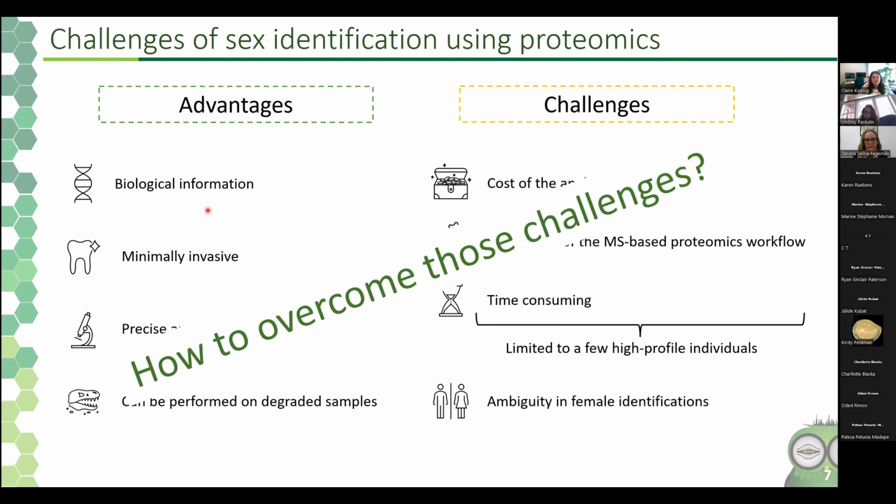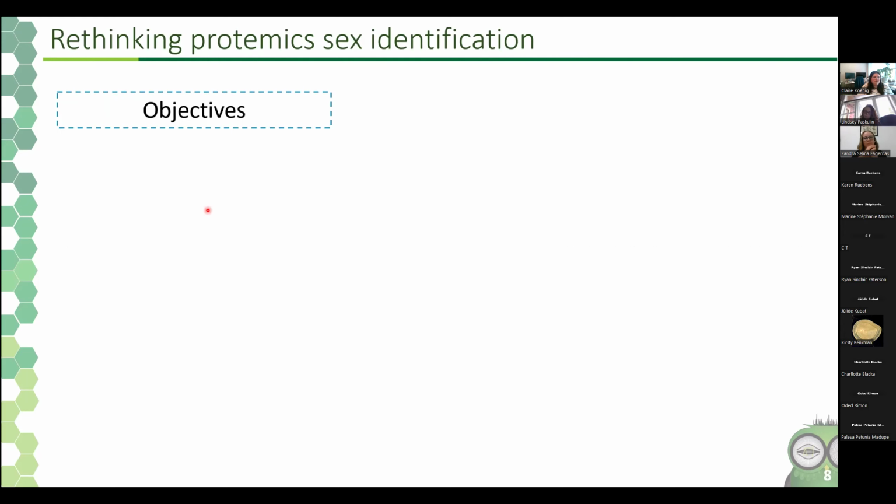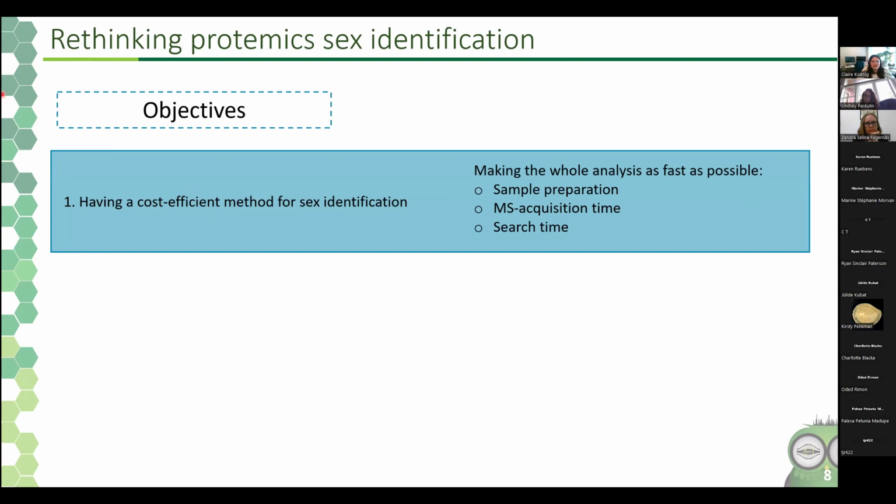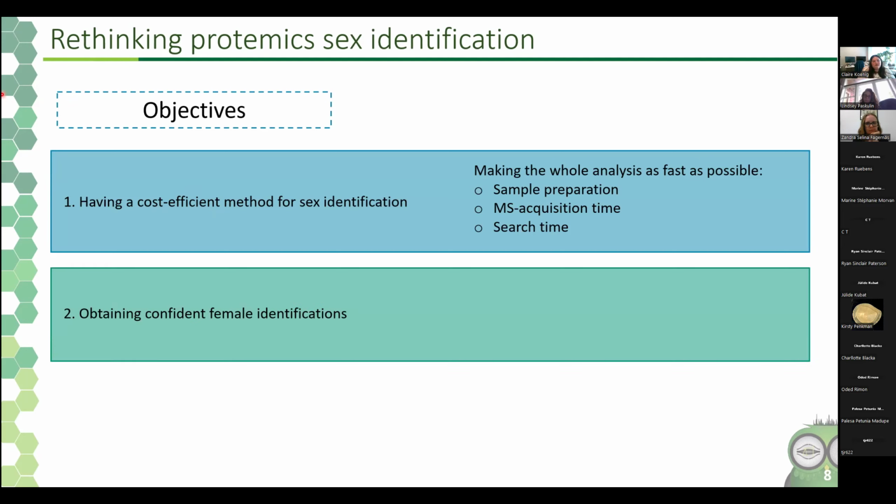And so now the main question that I ask myself is how to overcome those challenges. To overcome those challenges, we set different objectives. The first one is to have a cost-efficient method for sex identification. And the answer to that is to make the whole analysis as fast as possible. That includes reducing the length of the sample preparation, the MS acquisition time, and also the search time that comes afterwards.